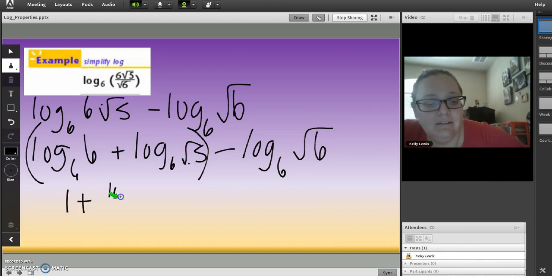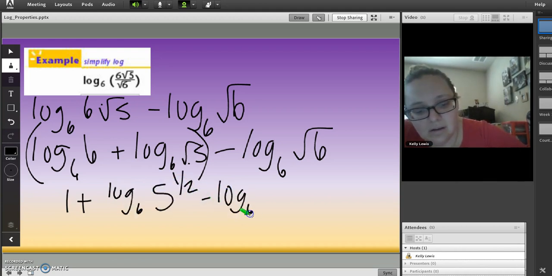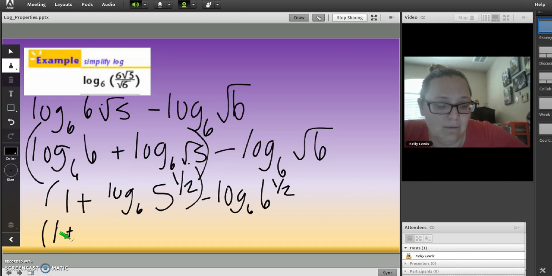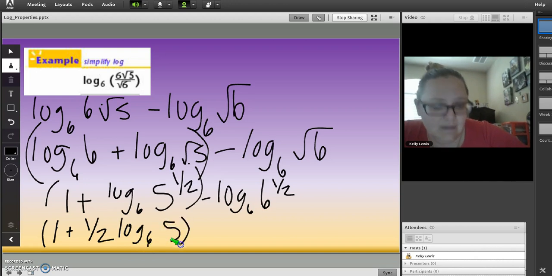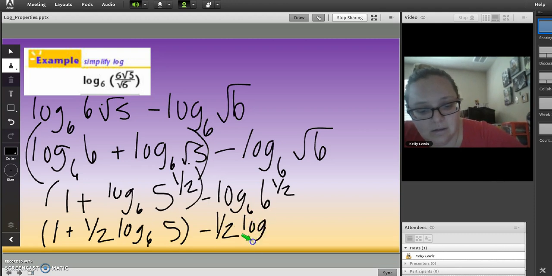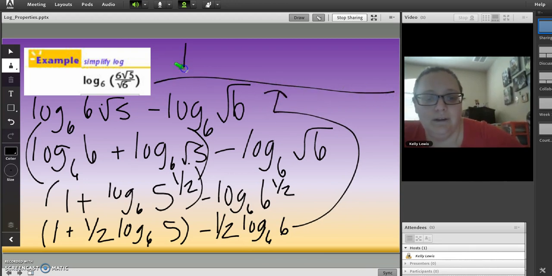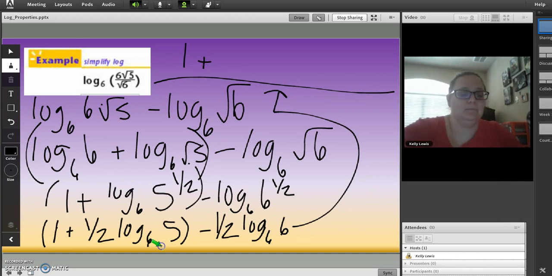Then the square root of 5 is the same as the 1/2 power. The square root of 6 is the same as the 1/2 power. I need to change that. Okay, 1 plus, so a power means bring it in front: 1/2 log base 6 of 5 minus 1/2 log base 6 of 6.